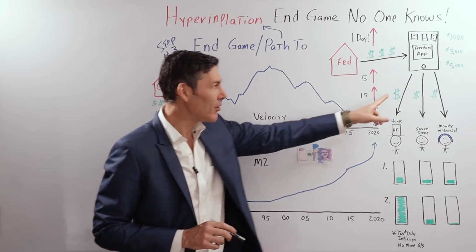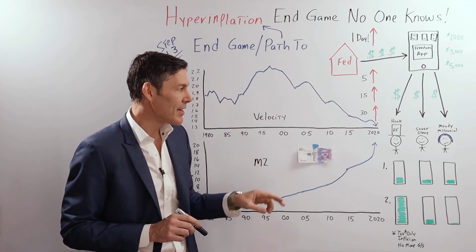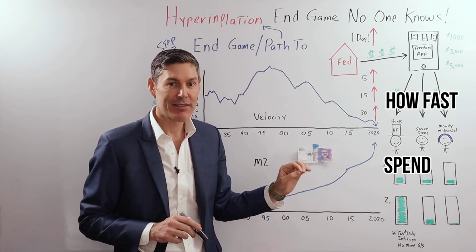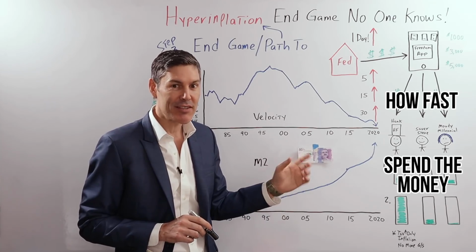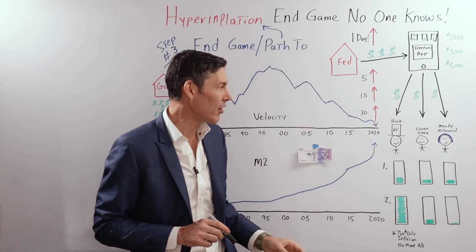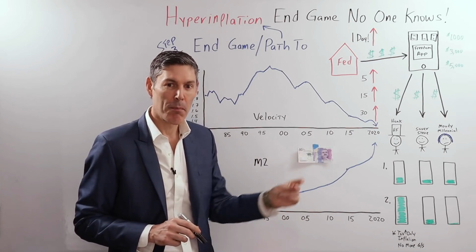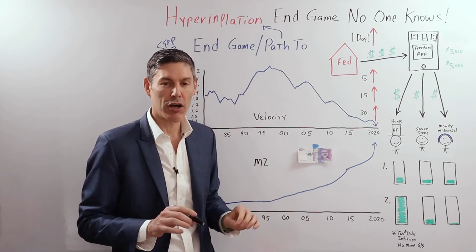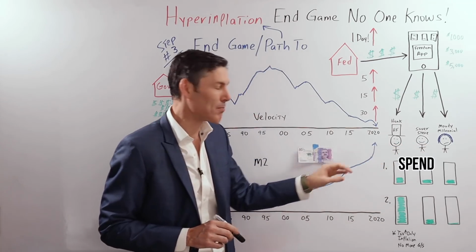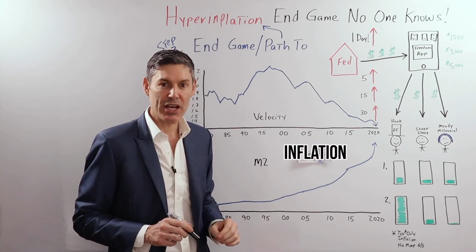But since they're downloading it to the app, what the Fed and the government now have control over is how fast the individuals receiving the Fed coins actually spend the money. Since this is all digital, what the Fed or the government could do is say, yes, guys, we're giving you $1,000, but you have to spend it within 30 days. And if you don't, poof, it's gone. It's no longer on your Freedom app. So that increases velocity because these people now have to spend it in a certain amount of time or they lose the purchasing power. And then you start to see inflation tick up.